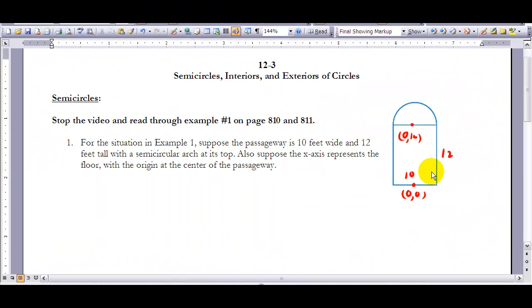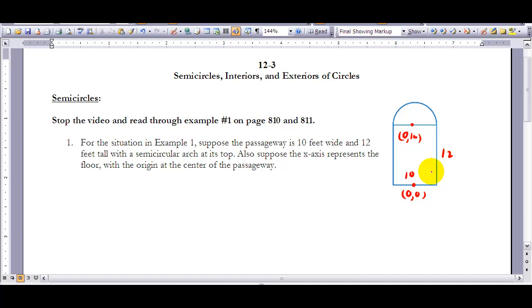Notes for 12.3, semicircles, interiors, and exteriors of circles. In 12.2 we looked at circles, how we can define them in terms of points and distances, and how we can write them from an algebraic equation in terms of x and y. Today we'd like to look at a semicircle, or half a circle, and then the interior and exterior of circles.